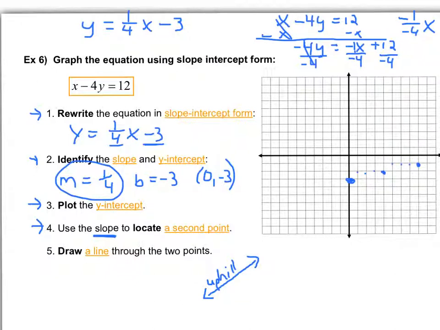Remember, rise over run. If I want to do the 1/4 backwards, then I would go the opposite. Instead of going up, I go down 1. Instead of going to the right, I go left 1, 2, 3, 4. Down 1, over 1, 2, 3, 4. And all of these points would be on this line, y equals 1/4 x minus 3, with a slope of 1/4 and a y-intercept of negative 3. And you could see this is where it crosses. That's the y-intercept.